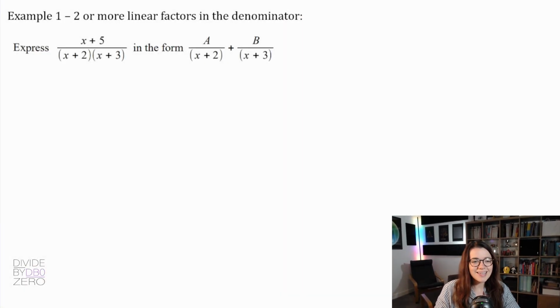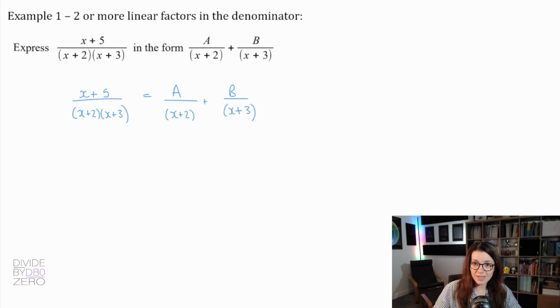Example 1, this is the easiest type of partial fractions question, and this is when you have two or more linear factors in the denominator. So our linear factors here are the x plus 2 and the x plus 3. So we can start by saying we know that (x plus 5) over (x plus 2)(x plus 3) can be written as a over (x plus 2) plus b over (x plus 3). So those two things are equal.